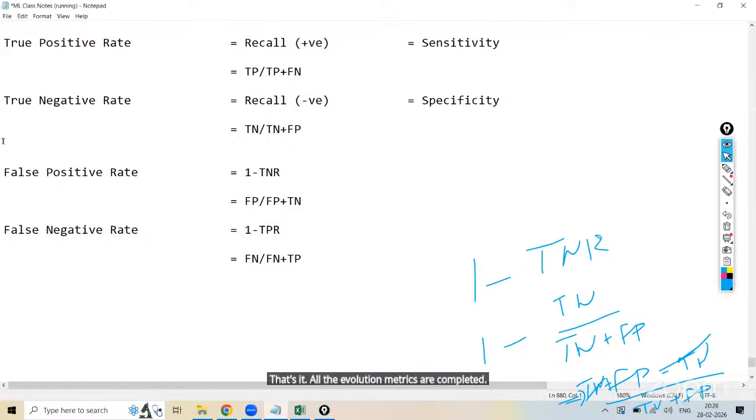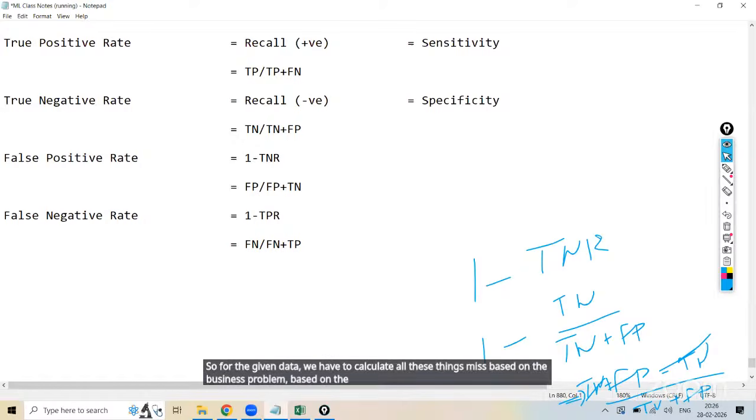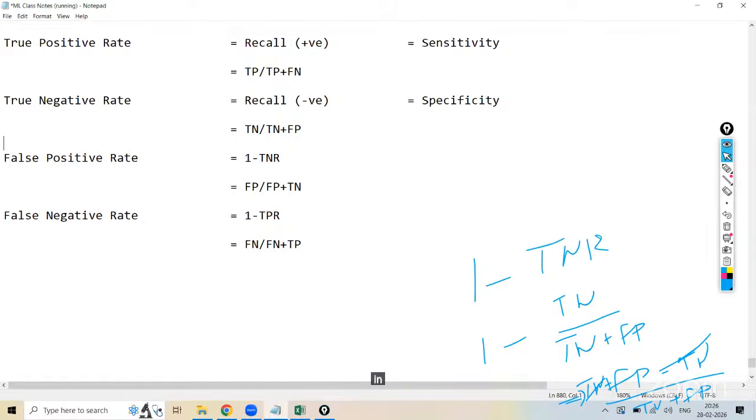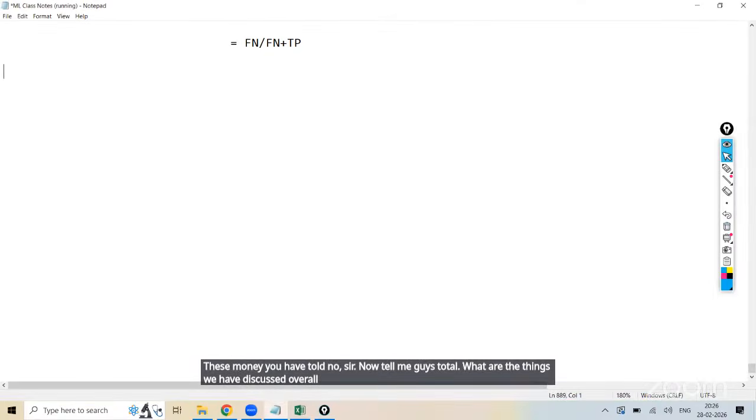For the given data, we have to calculate all these things based on the business problem and the data. It will be decided in which case which one has to be used. Now tell me guys, what are the things we have discussed overall? This is the last concept for today's class. In the next 2 minutes, we are going to close.